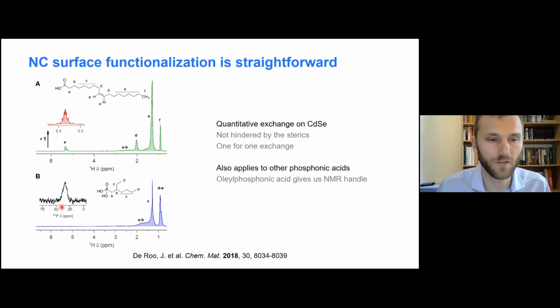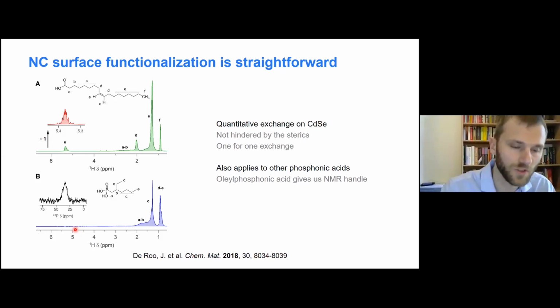You see one peak in the phosphorus spectrum. You see the peaks in the proton spectrum belonging to this molecule, and you don't see the oleic acid signals. This also works for the other phosphonic acids, and one in particular is very useful because now we have oleyl phosphonic acid. You will have noticed that I always talk about oleic acid because it has this very useful resonance at 5.5 ppm. But now we have oleyl phosphonic acid, so now we can look at phosphonic acids in NMR and do some more detailed analysis.